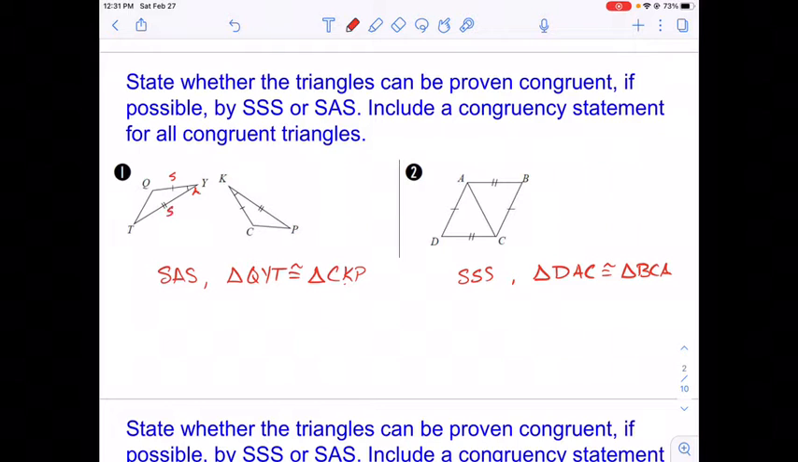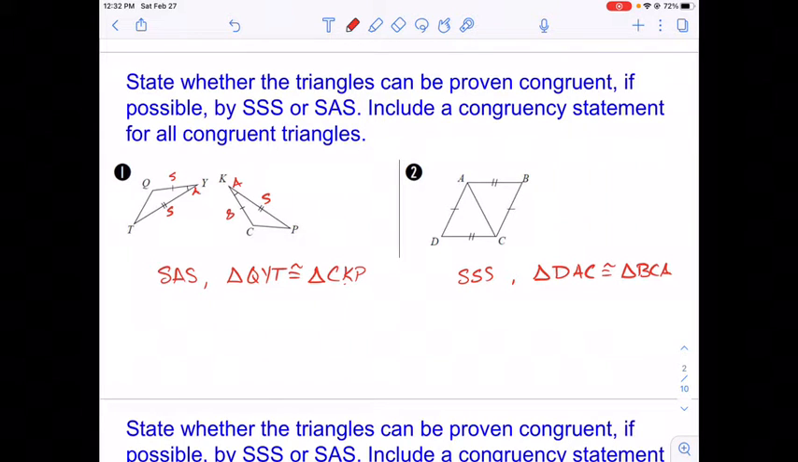we have a side here. The angle is touching the two sides. So this would be by side angle side. If the other triangle matches it as well, it would be congruent. So side, angle, and side. They do match up, so it's congruent by side angle side. And we'd say triangle QYT congruent to triangle CKP.